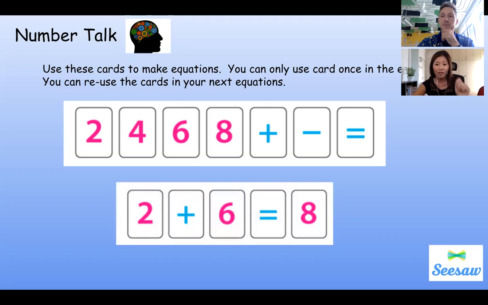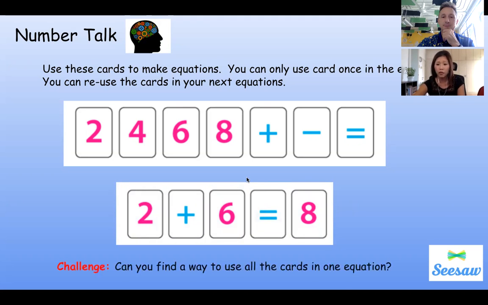Okay. Now we have a challenge problem for you. This is a little bit hard. Mr. Regan is trying to figure this out still. Challenge, it says, can you find a way to use all the cards in one equation? So you're going to do a plus and minus and equals and all these numbers in one big equation. It would be a long equation. Can you do it? It's possible.